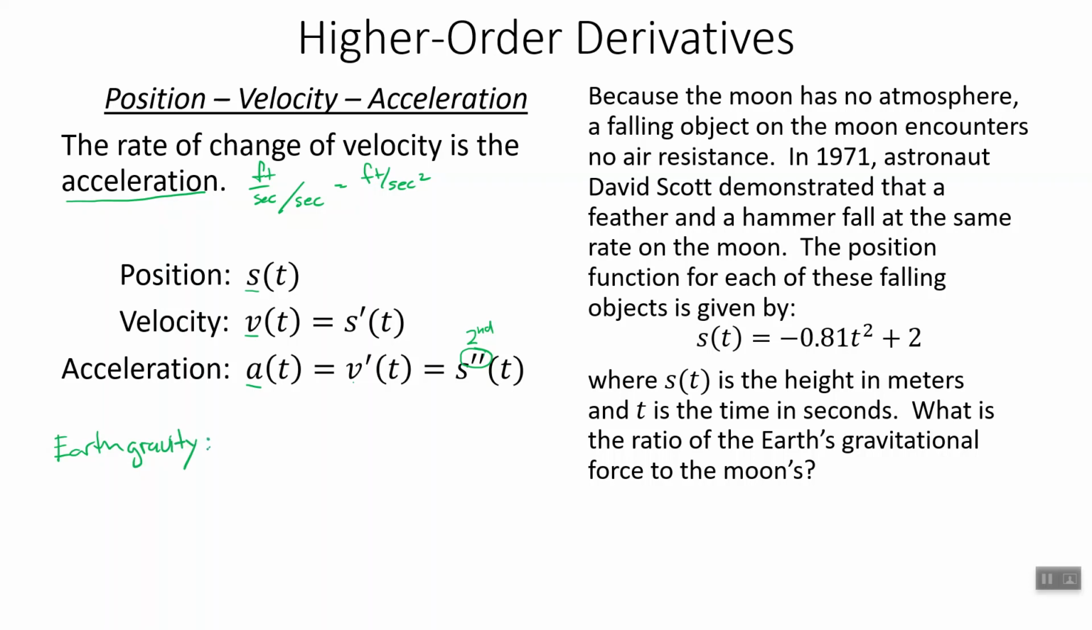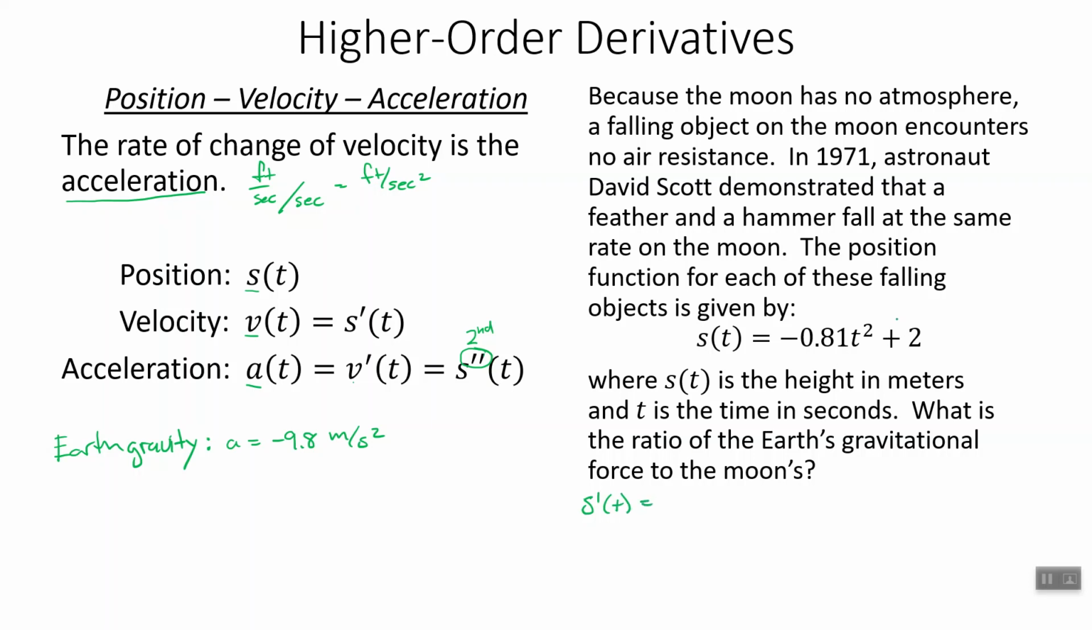And in meters per second, acceleration on Earth is negative 9.8 meters per second squared. All right, to find the acceleration of this guy, we need to take its second derivative. So take the second derivative.